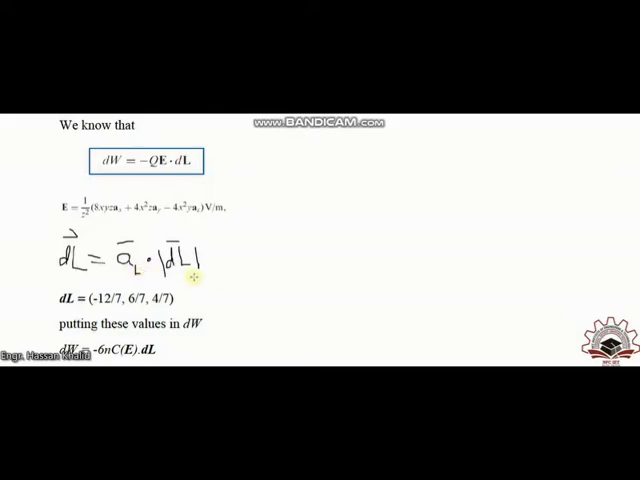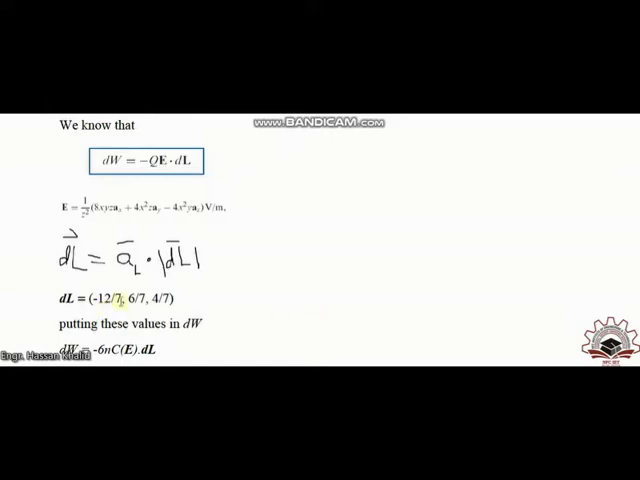To find dL in the specific direction of aL, we multiply the magnitude of the distance covered, which has been given as 2, by aL, whose value we also have. By plugging in the values, we get our desired incremental distance in the direction of -12/7, 6/7 and 4/7.